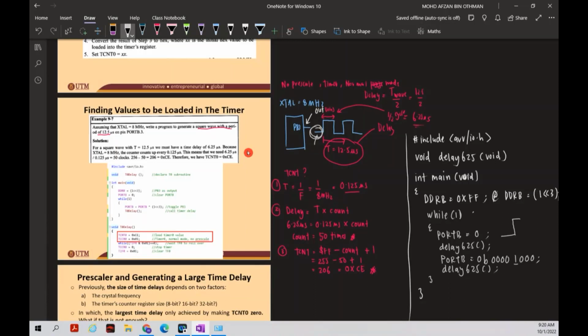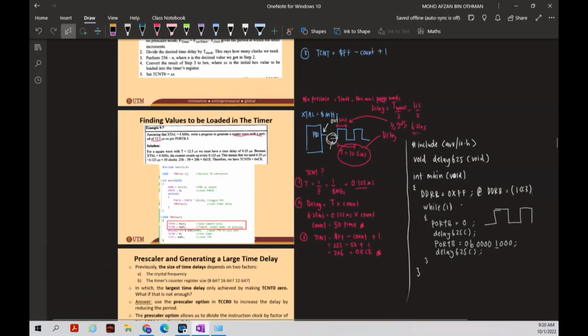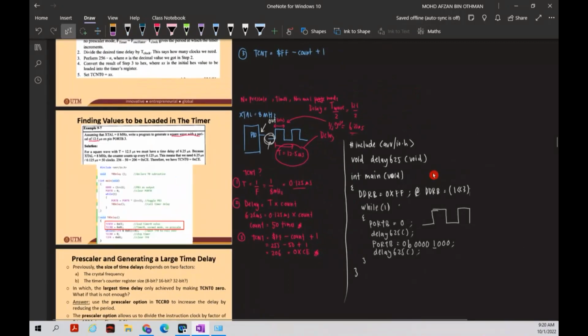Okay, and this process will keep repeating until you stop the program. So it will produce a square wave at your port B. Okay. Any question up until here? Okay, this is only for the main program. We have not yet gone into the delay programming. Any question up until here?